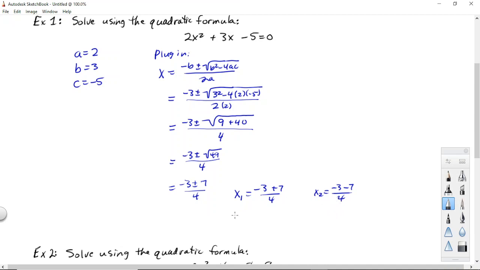So we just simplify. x sub 1 equals, let's see, negative 3 plus 7, that's 4, over 4, and so x sub 1 equals 1. Okay, x sub 2, negative 3 minus 7, that's negative 10 over 4. So we will simplify that to negative 5 halves. And that is it. That's our two solutions.